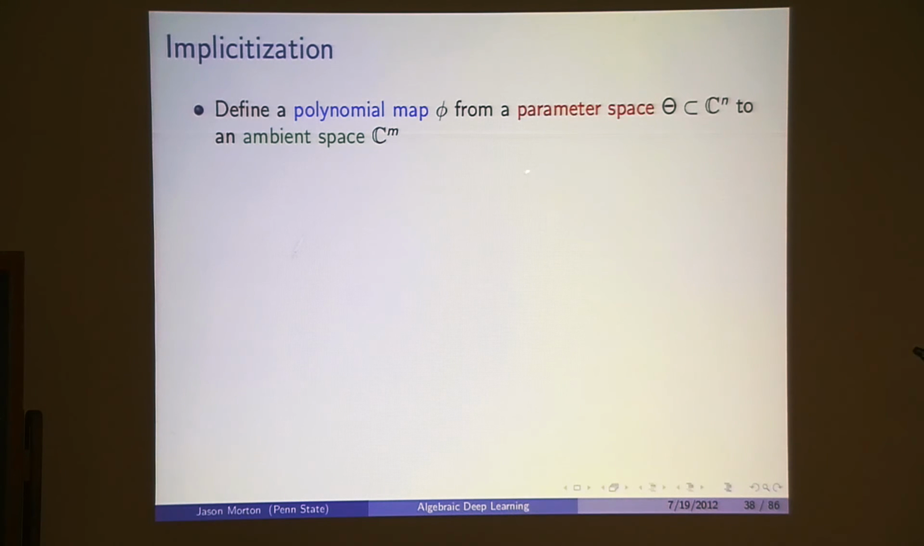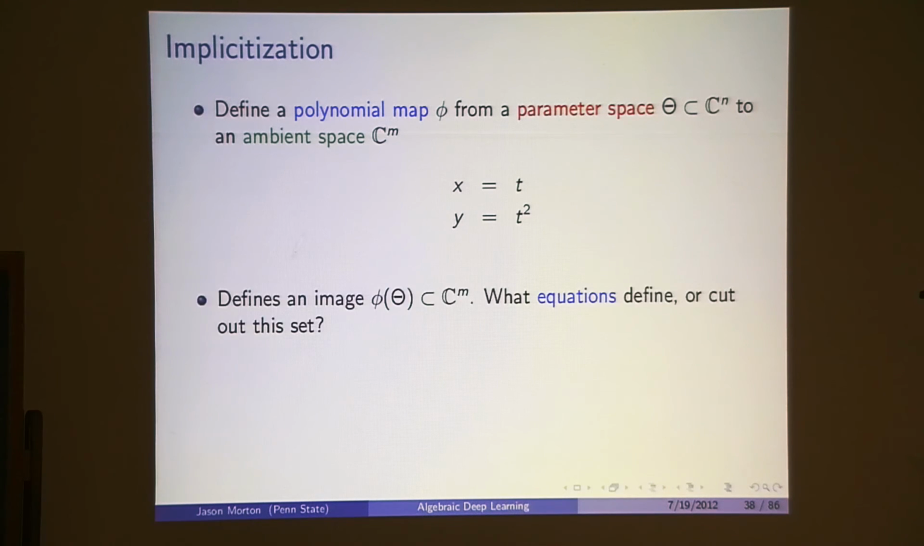Let's be a little bit more careful about it. So we have a polynomial map, phi, that goes from a parameter space in C^n or R^n to an ambient space. So we like to work over C because it's algebraically closed, but we can often conclude things about R, even though we're working mostly in C. Okay, so here's our example. Here's a parameterization, x is equal to t, y is equal to t squared. This thing has fibers, it has an image.